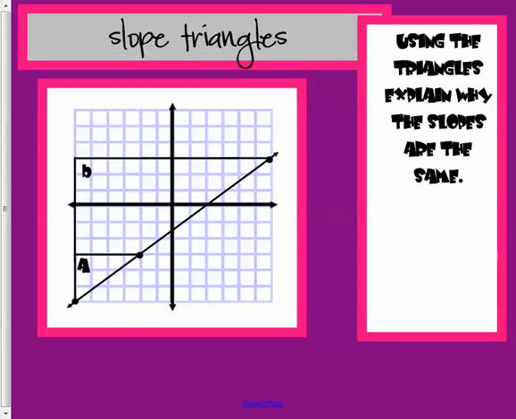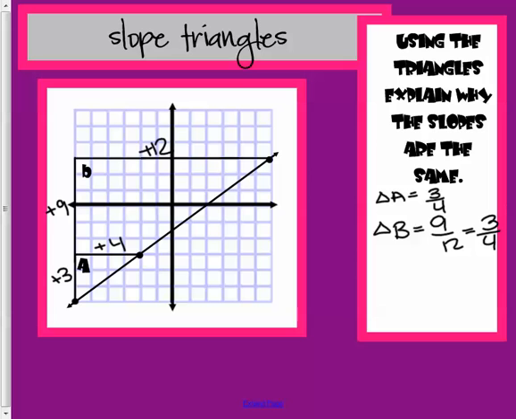What if it doesn't pass through a perfect point? We have to think back to what we did in our previous unit on functions. You have to figure out your slope and then solve for b. So the first step on ones like this would be to find your slope triangles. A is rising 3 and running 4, and B is rising 9 and running 12. So this is also 3/4.